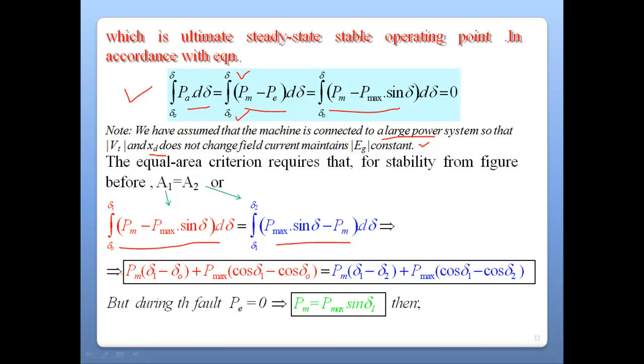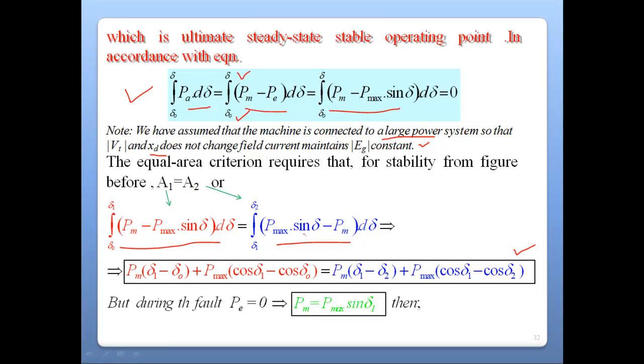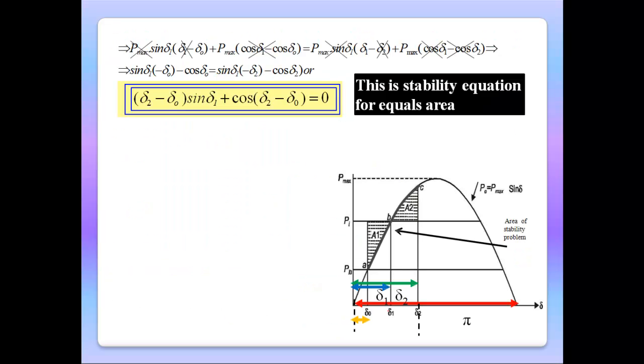Now, if we simplify this equation, we will get an equation like this, just integrating sine delta at this point and integrating sine delta at this point, because Pmax is the maximum electrical power, and Pm is the input mechanical power, right? These both are equal, and during fault time, electrical power basically collapses, it becomes 0, and if we put Pe equals 0, then definitely Pm becomes Pmax, right? And after again simplifying, we will get the equal area criteria stability equation.